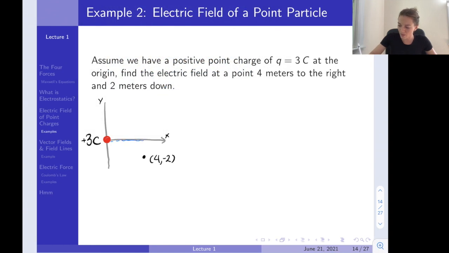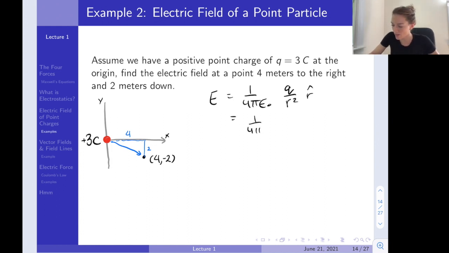Okay, so we want to find the electric field here. We can obviously see that we're going to have components 4 and 2, and we've got a little triangle there. So what's the electric field there? We're going to start with the equation for the electric field, which is 1 over 4 pi epsilon naught q over r squared r hat. Again, we can just rewrite our constants. So we've got 1 over 4 pi epsilon naught, and Q is 3 coulombs, so that's just +3.